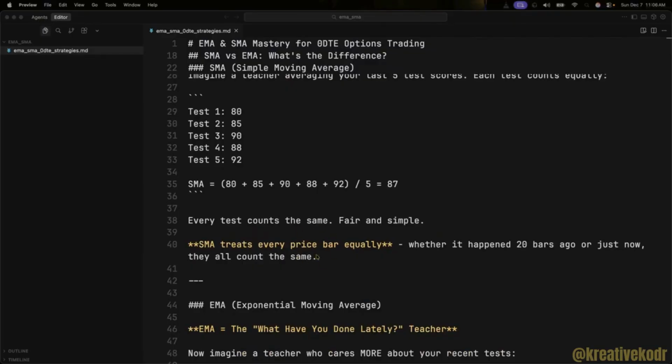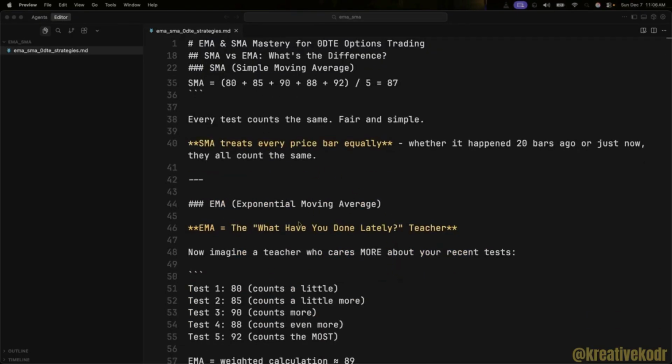The SMA treats every price candle equally, whether it happened 20 bars ago or just now. Each bar represents 1 minute of action, what we're going to be using here. So if it says 20 bars ago, that's 20 minutes ago, or just now, they all count the same. Now the exponential moving average: what have you done for me lately, teacher?